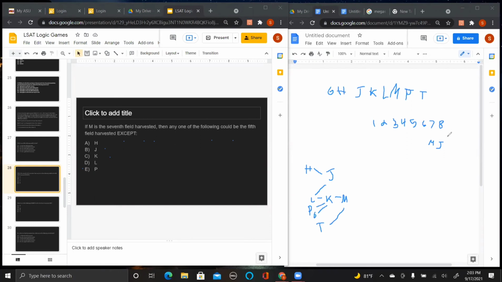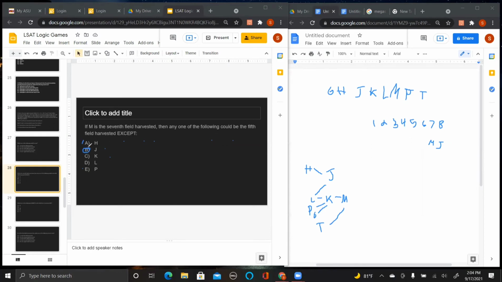So any of the following could be the 5th field harvested, except, okay, what cannot be the 5th field? Could H be the 5th field? Yeah, I imagine so, because the only constraint on H is that it has to come before J. So anything before J is fair game. I don't think so. J has to be last. So there we go.